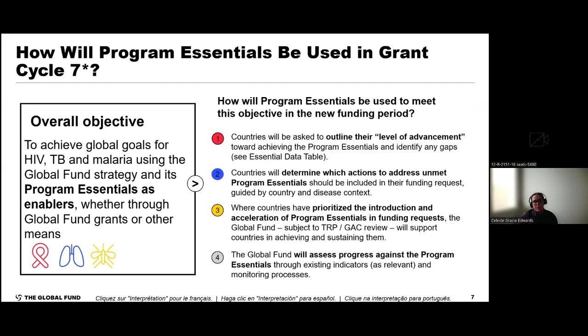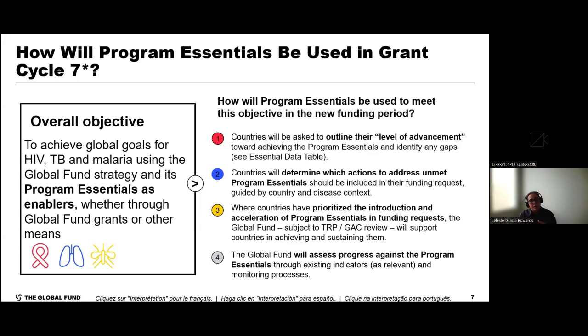So how are the program essentials going to be used in the next funding cycles? The countries are going to be discussing and evaluating what is their level of advancement towards achieving the program essentials. They are going to be identifying which gaps they have, and then they are going to decide which one of these they are going to address either via the Global Fund funding request or any other funding sources, because program essentials don't necessarily have to be funded by the Global Fund. They can be funded by other means as well.